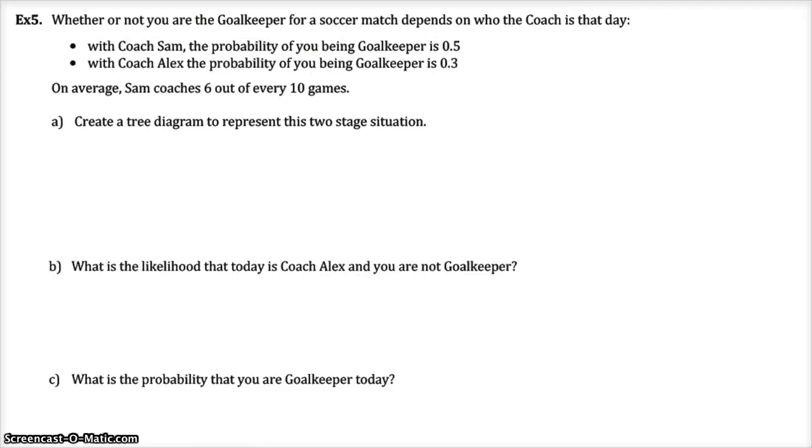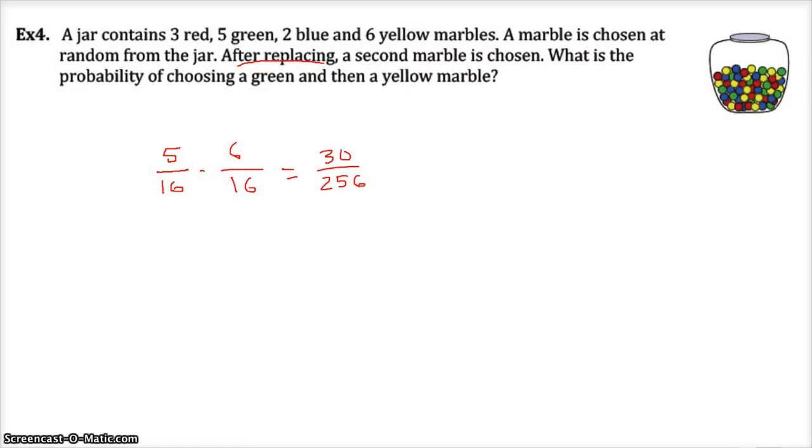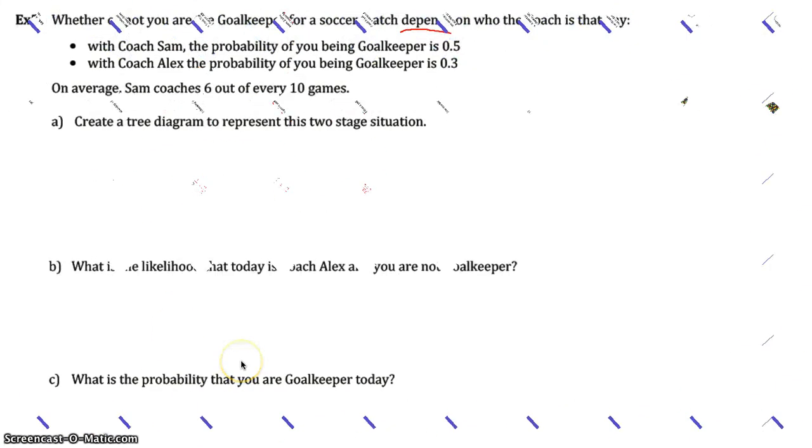All right. Whether or not you were the goalkeeper of a soccer match depends on who the coach is that day. Okay, so here's a hint that this is going to be dependent. I should have paused here. The previous problem was definitely independent events, right? Since we're replacing, this second draw out of the same jar has nothing to do with the first one. It does not affect how the second one's going to have its probabilities distributed.